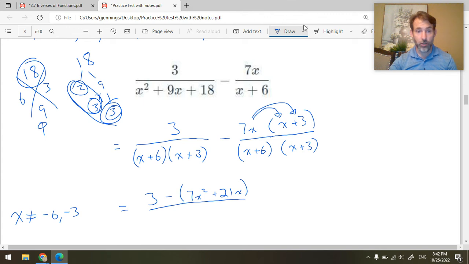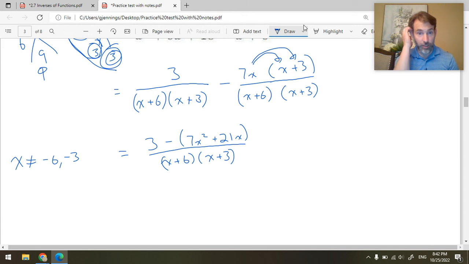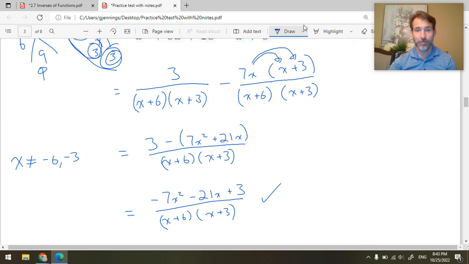We'll see about stories. All over x plus 6 times x plus 3. So we see that this is equal to negative 7x squared minus 21x plus 3 all over x plus 6 and x plus 3. And that's done. Final answer.